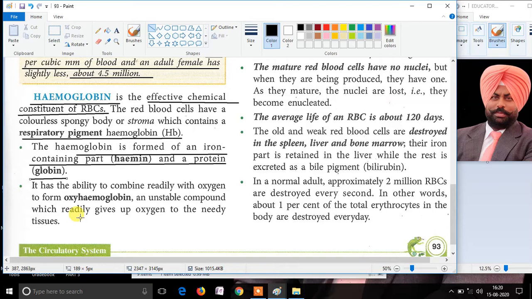As we discussed in our previous video, hemoglobin has the ability to combine with oxygen and carbon dioxide. When oxygen attaches to hemoglobin for circulation in the body, it is called oxyhemoglobin, and oxyhemoglobin is an unstable compound which readily gives up oxygen to the required tissues. Wherever oxygen is required, hemoglobin detaches the oxygen and provides it to the needy tissues.